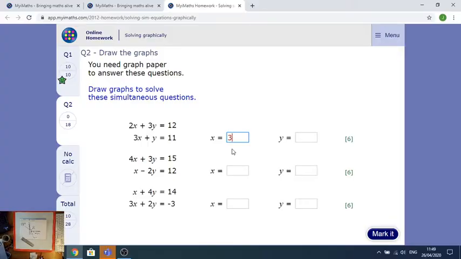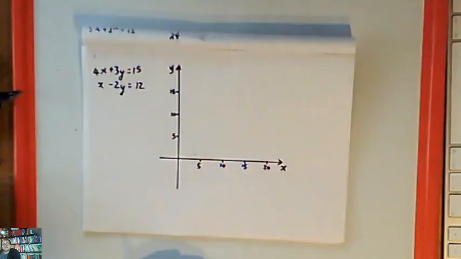So I fill in 3 and 2, and then I can go on to the next question, which says, just writing this down on my pad as I speak, 4x plus 3y equals 15, and x minus 2y equals 12. So I'll go over to my pad now, and here I am.